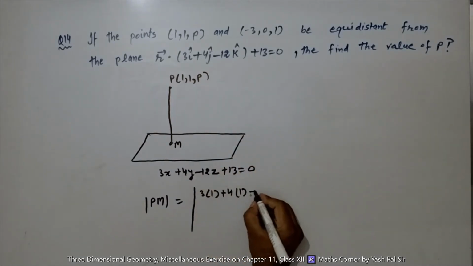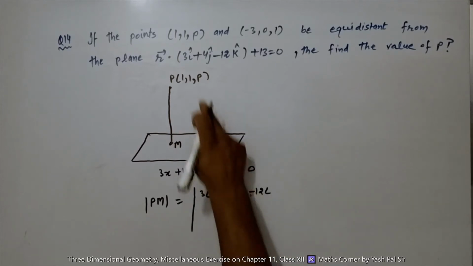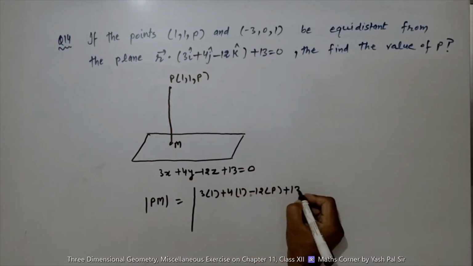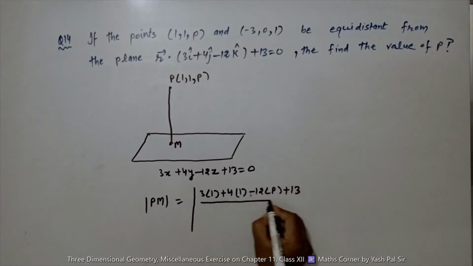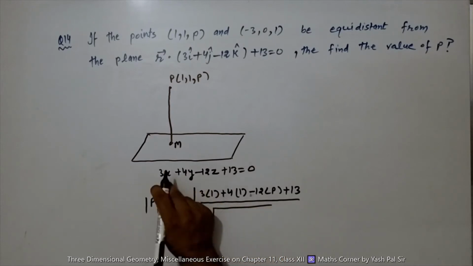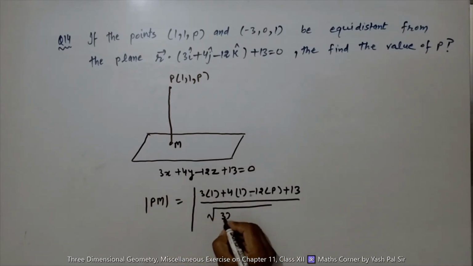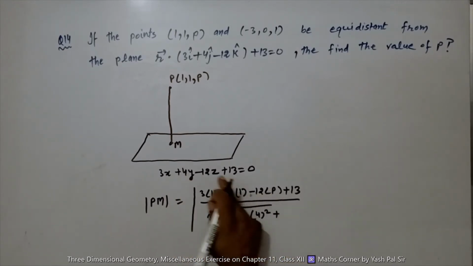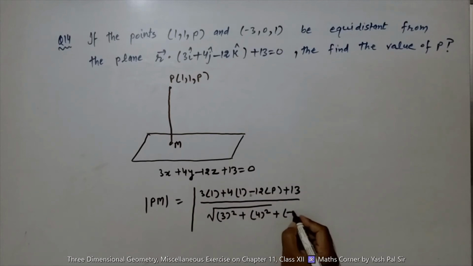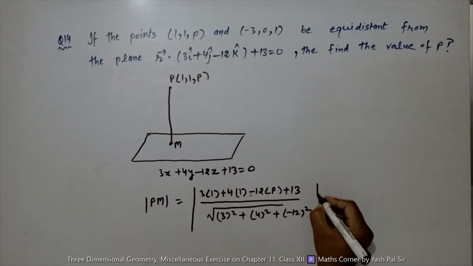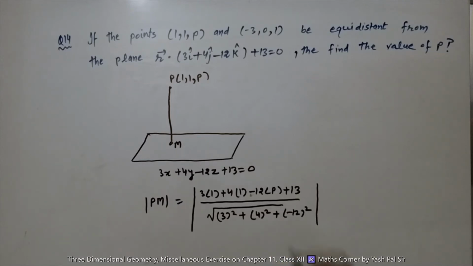plus 4 into y mean 1 minus 12 into z mean p plus 13, divided by square root of x coefficient is 3, its whole square, plus y coefficient is 4, its whole square, plus z coefficient is minus 12, its whole square.